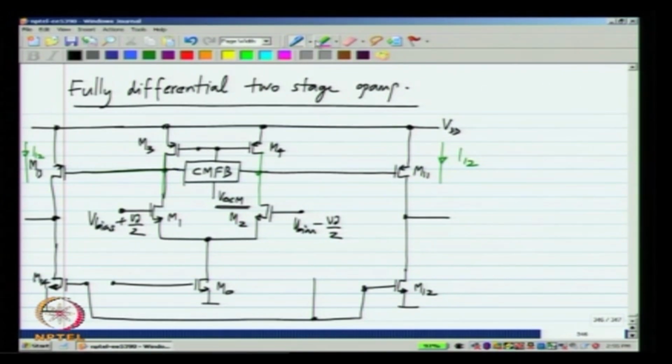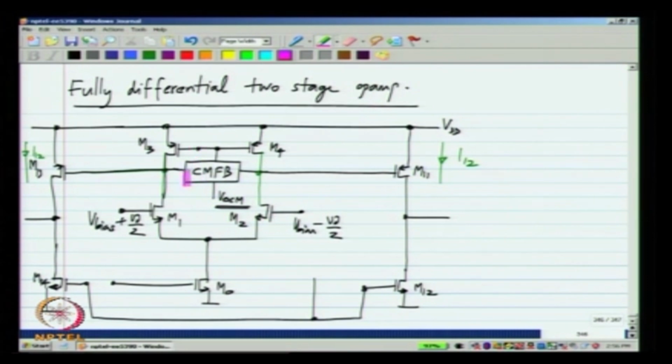Now, I hope that this part is clear. In the single ended 2 stage op amp, what happens is we have a differential pair with current mirror, and that drives this transistor M11, and M12 is a fixed current source. When you put the op amp in feedback, the current in M11 becomes equal to the fixed current source supplied from the bottom. When you have a fully differential 2 stage op amp, the situation is different.